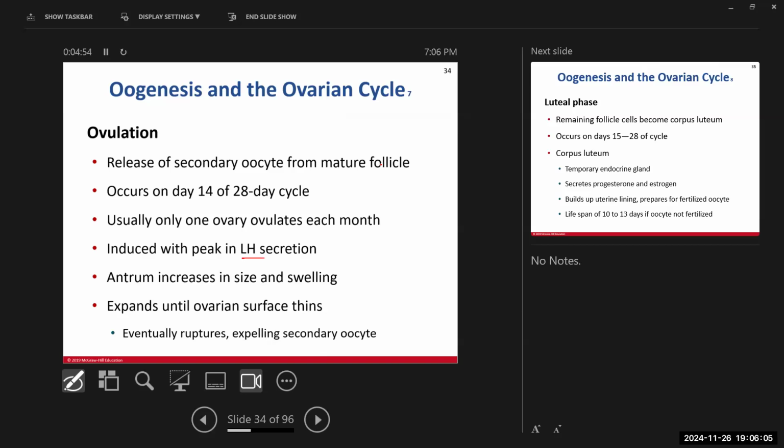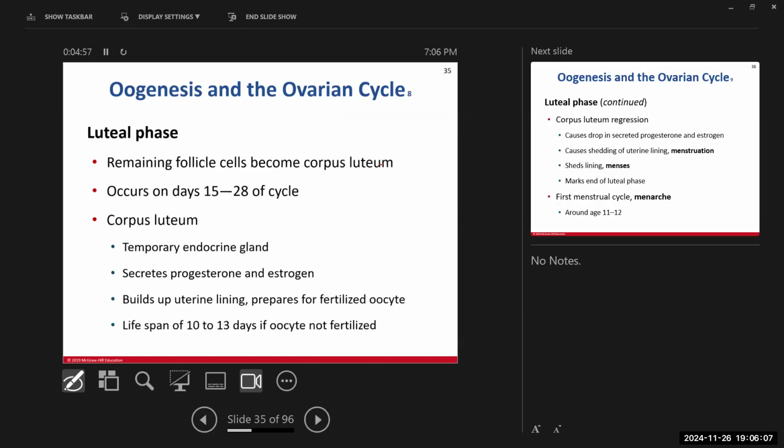So what happens now, staying in the ovaries? We get into the luteal phase, and this is going to make up the remaining portion of the ovarian cycle. This is going to make up, yes, ma'am.